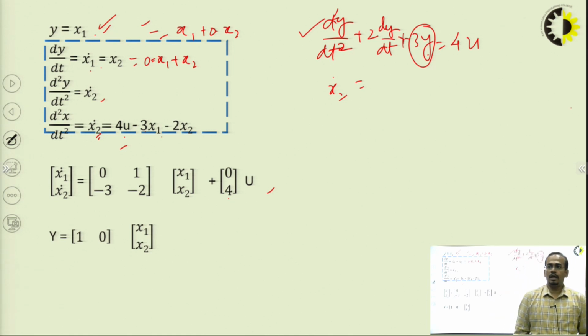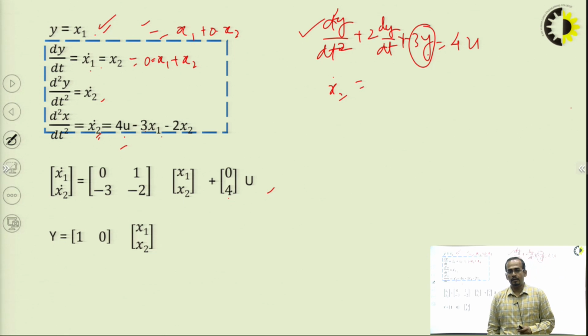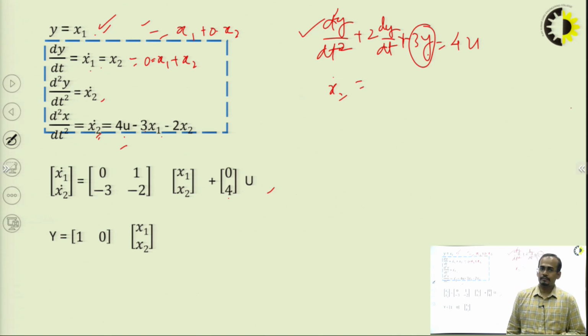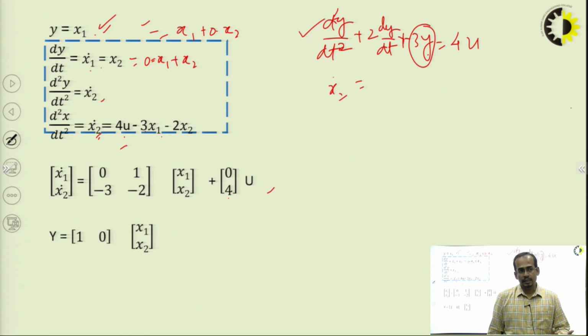So this is the method of finding the state equations or state matrices from the given transfer function or differential equation. If the transfer function is given to you, you have to find the differential equation from the given transfer function by taking the inverse Laplace. After taking the inverse Laplace, you can find the state equations and output equation.